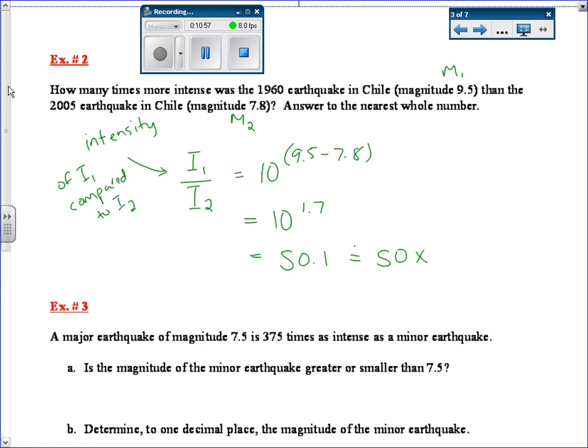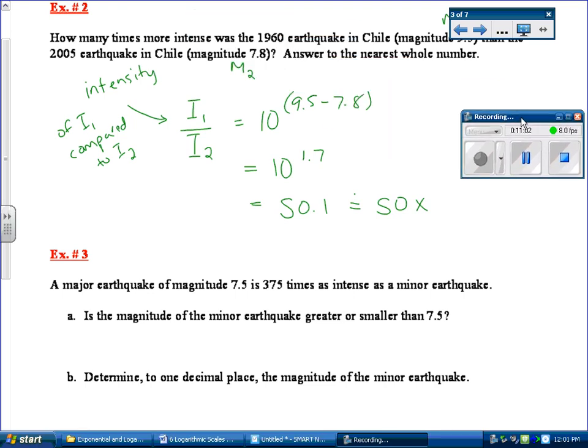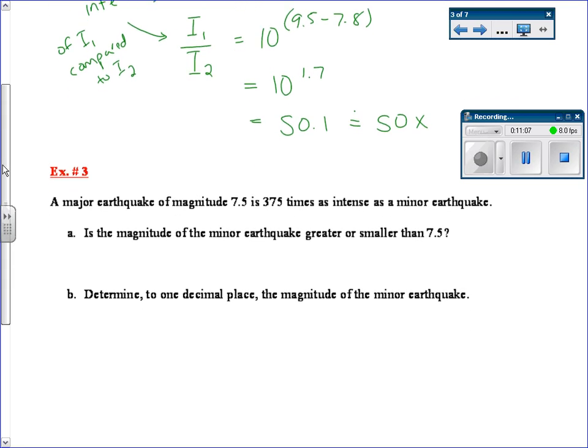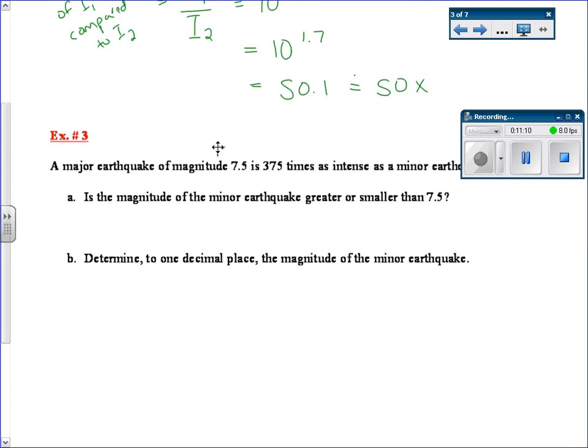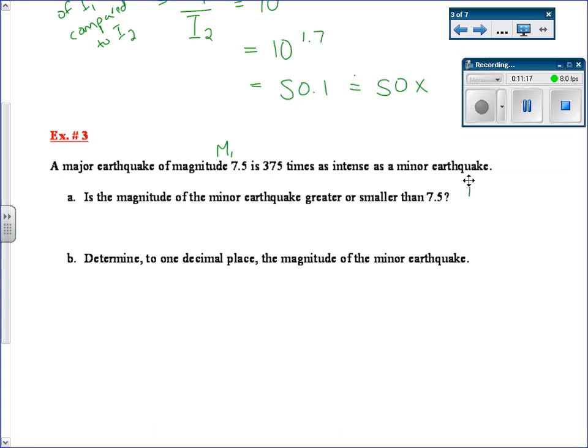Okay. Now, you can also be given a question where you have to solve for the exponent. So we have a major earthquake of magnitude 7.5. We'll say this is M1, and it's 375 times as intense as a minor earthquake. So that 375 is our I1 divided by I2. Is the magnitude of the minor earthquake greater or smaller than 7.5? Well, use your major and minor to figure that out. So it's going to be smaller.